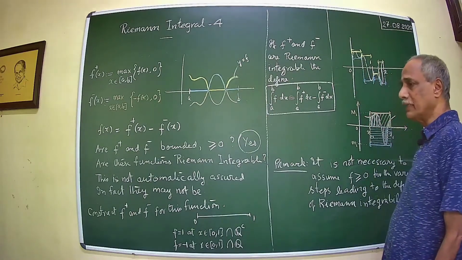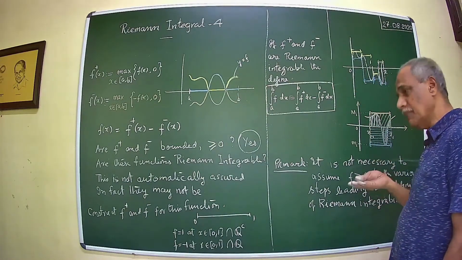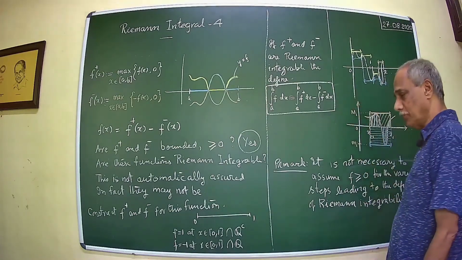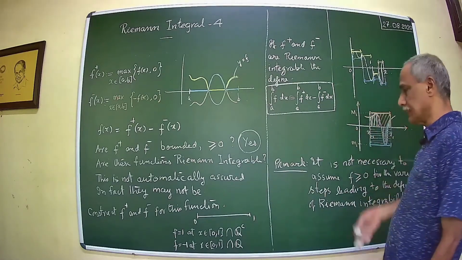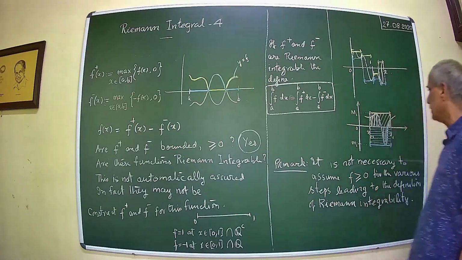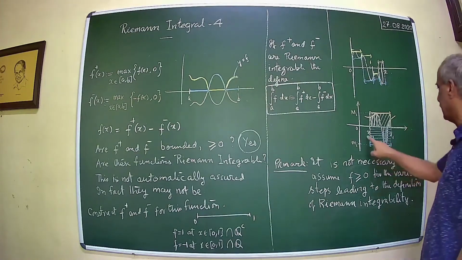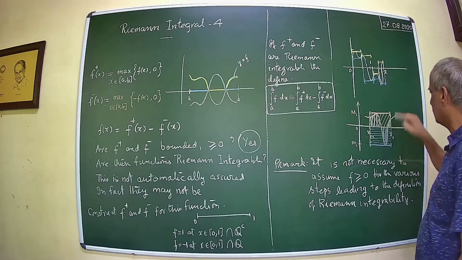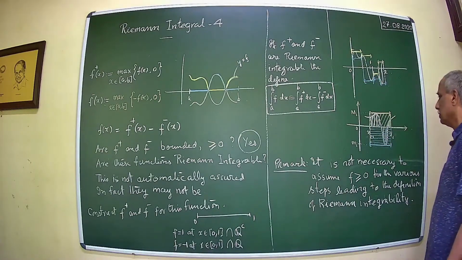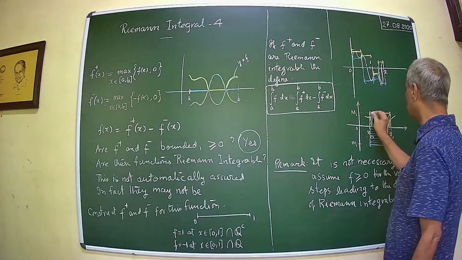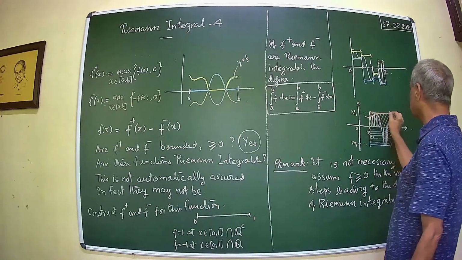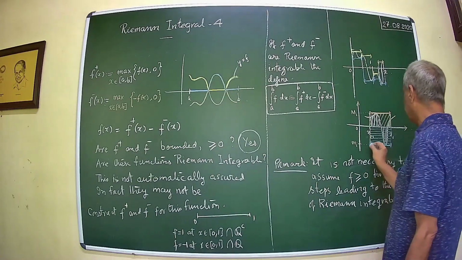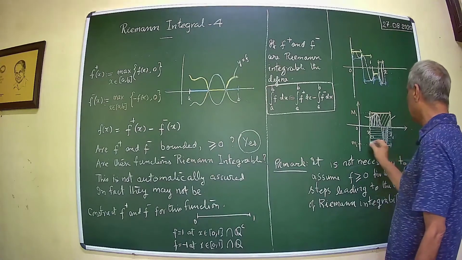You take the infimum value of f and the supremum value of f. Using them we construct a step function, and this is what you see here. Now this is the interval x_{i-1} to x_i. On this we assume that the function is like this. In that case, the maximum value or the supremum value of the function is something like this, and the infimum value m_i is something like this.